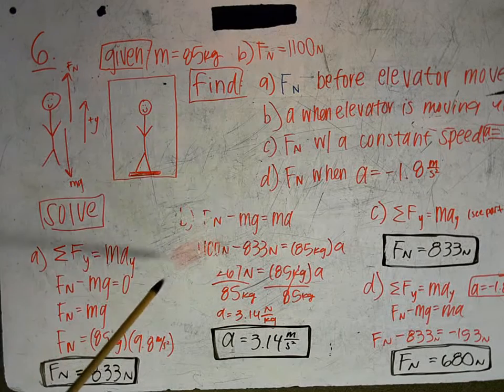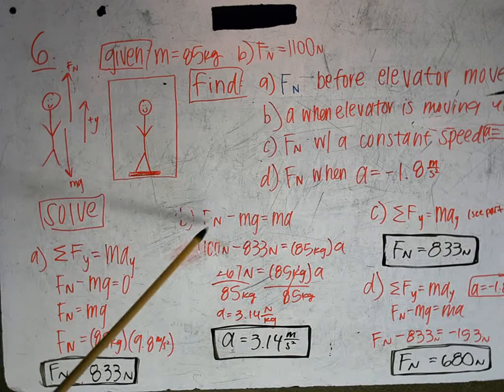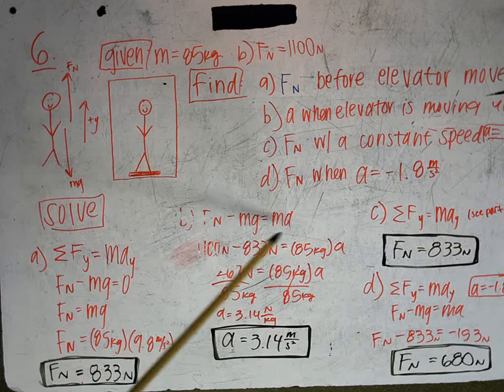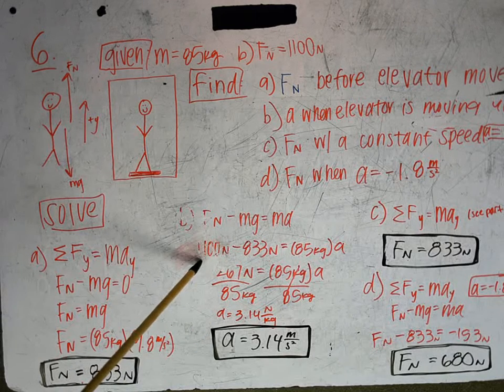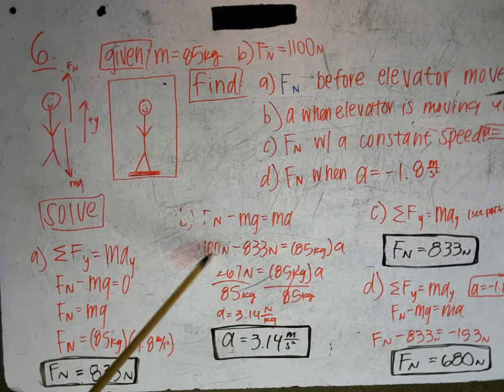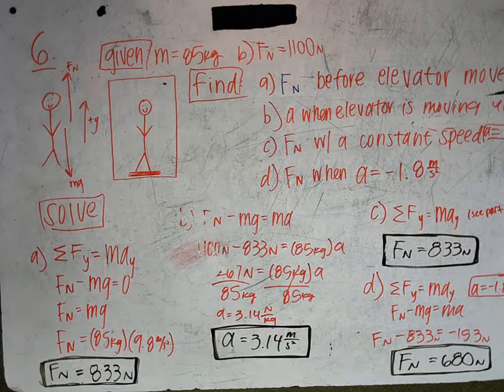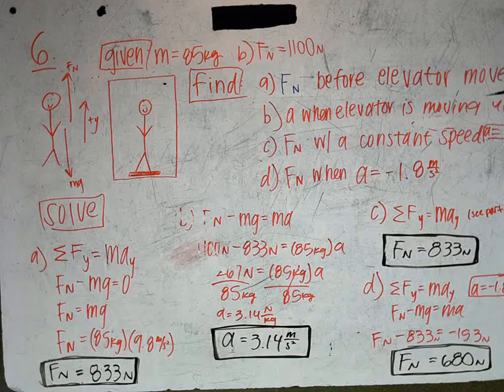Then you start accelerating up. Same equation, the normal force minus your weight equals ma. But now the scale reading, the normal force, is greater than your weight, which means there's a net force up. And when you do the arithmetic and solve for the acceleration, you are accelerating up at 3.14 meters per second squared. That's quite an elevator, by the way.